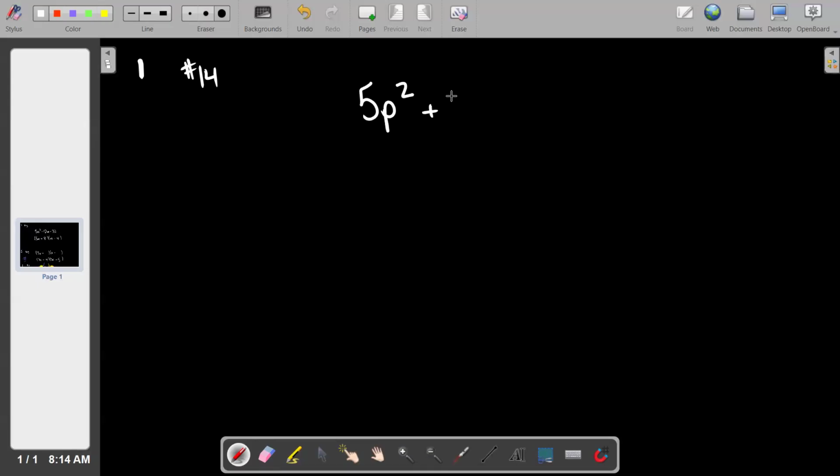Plus 2p minus 7. So first job is just to build empty shells. Just like right away, build the template. And this is a great problem because 5 is a prime number. And that's interesting. So there's only one possible template. It has to be a 5p and a 1p. Because 5 is a prime, there's no other way to break it down.